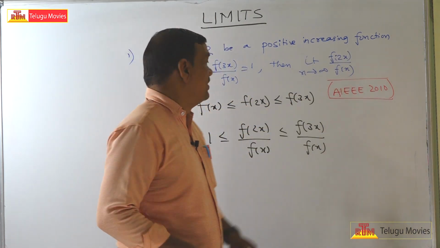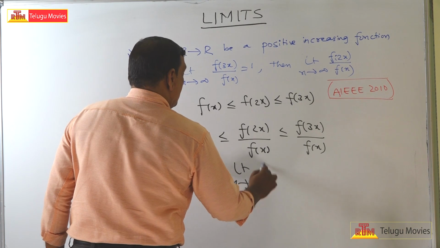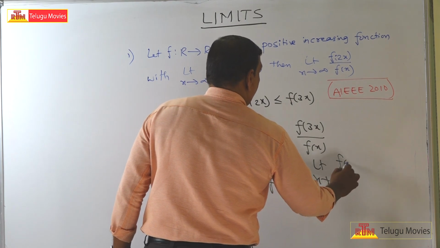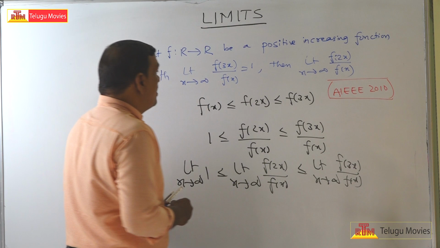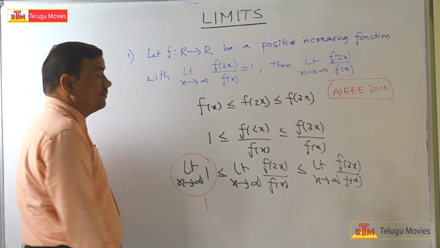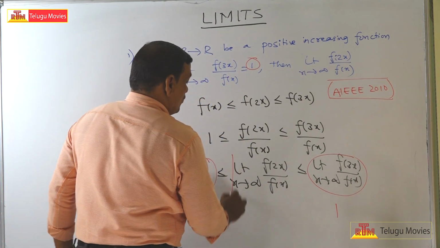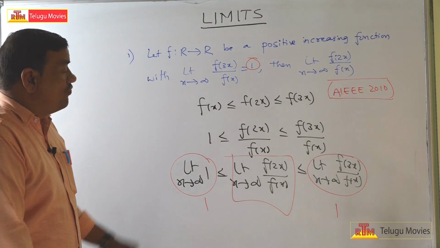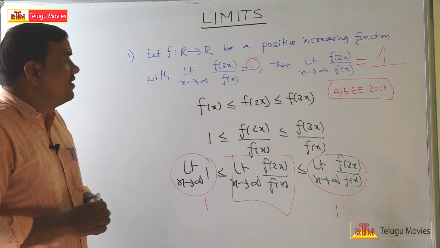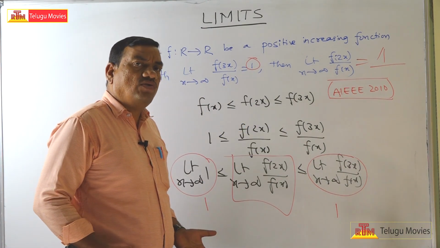Now apply the limit as x tends to infinity here. So 1 is less than or equal to the limit of f of 2x upon f of x, which is less than or equal to the limit of f of 3x upon f of x. It is already given that this value is 1. Therefore, your center function, the limit of f of 2x upon f of x, is also 1. So that is your answer. Very logical problem. It is an increasing function, f of x, f of 2x, f of 3x. If you write it down, the problem is over.